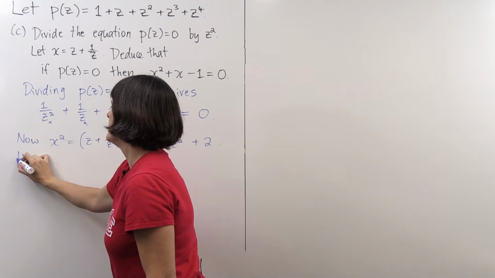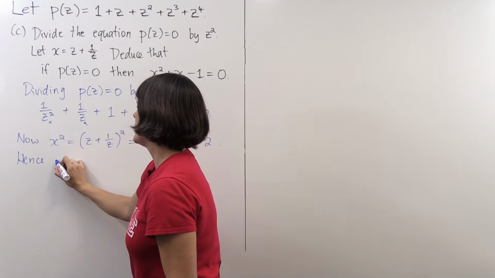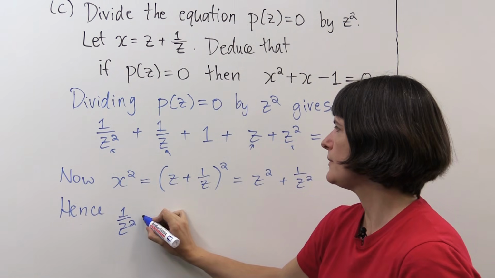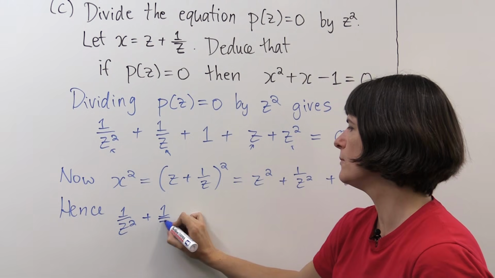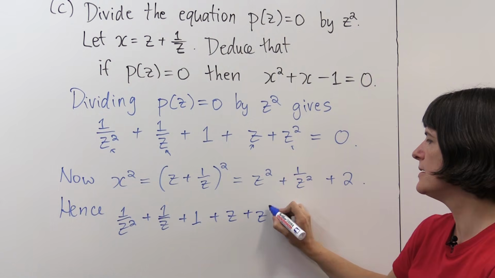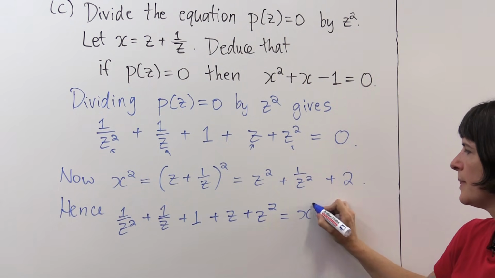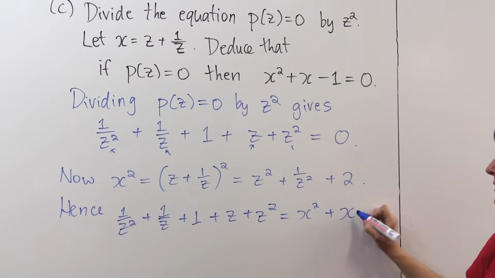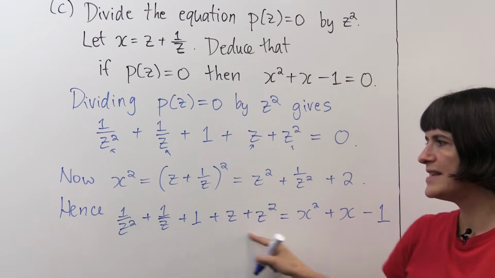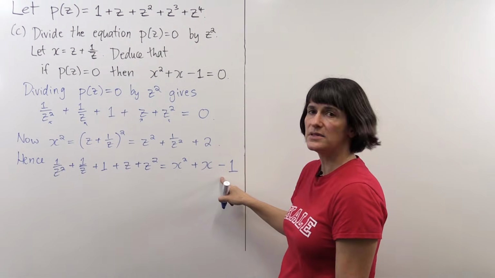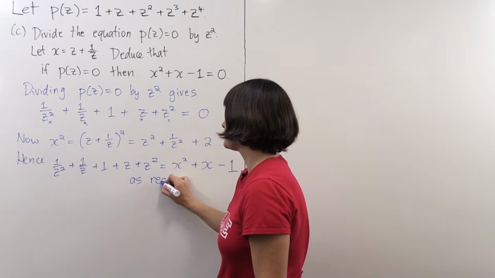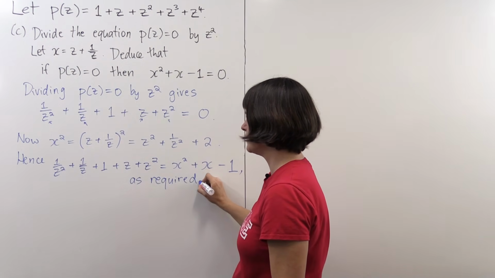So hence, we have, how shall I write this? This expression we got up here, 1 on z squared plus 1 on z plus 1 plus z squared, is actually equal to x squared plus x that we identified, but we have to fix it by subtracting 1. And so if this left-hand side is equal to 0, then so is this right-hand side, as required. That'll be enough to prove what we need to prove.